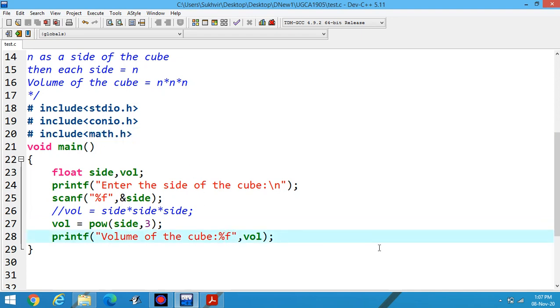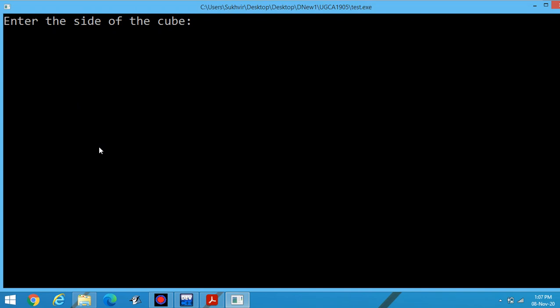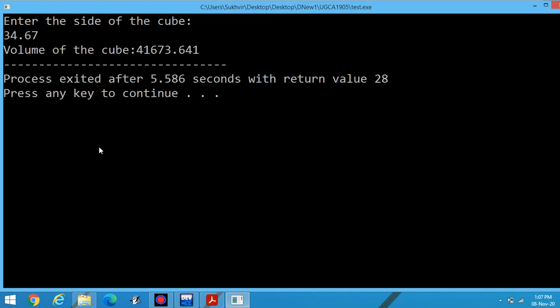Now one more thing you can do, you can write here 0.3f. It means you can display the data up to 3 point of a decimal. Now execute again the program. Suppose I am writing 34.67, you can control the data. Now the data is in controlled manner 41673.641, that is up to 3 point of a decimal.